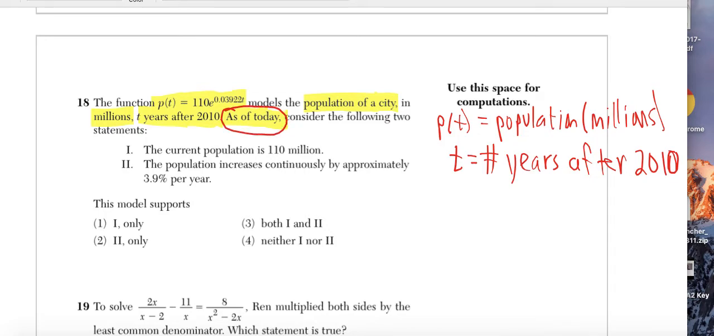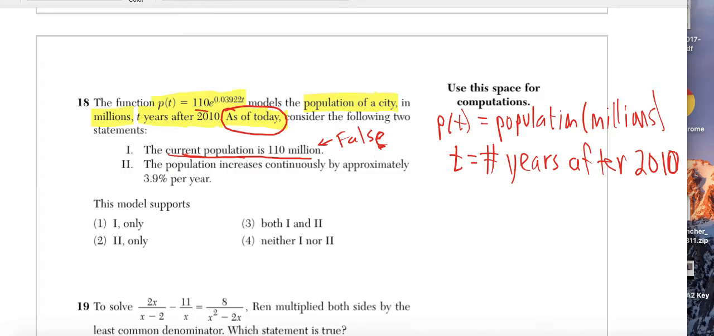Okay? I'll be honest, I got stumped by this question initially, right? So the initial population in 2010 was 110 million. They're saying consider the two statements. The current population is 110 million. If this was the day you took the exam in June 2017, no, that's not true. This was the 2010 population. It's not the current, it's the 2010 population, all right? And it wasn't the current in June 2017 when we took this exam, and it most certainly isn't the current now unless we invented a time machine and went back to 2010, all right? If you did that, let me know because I want to know how you did it.